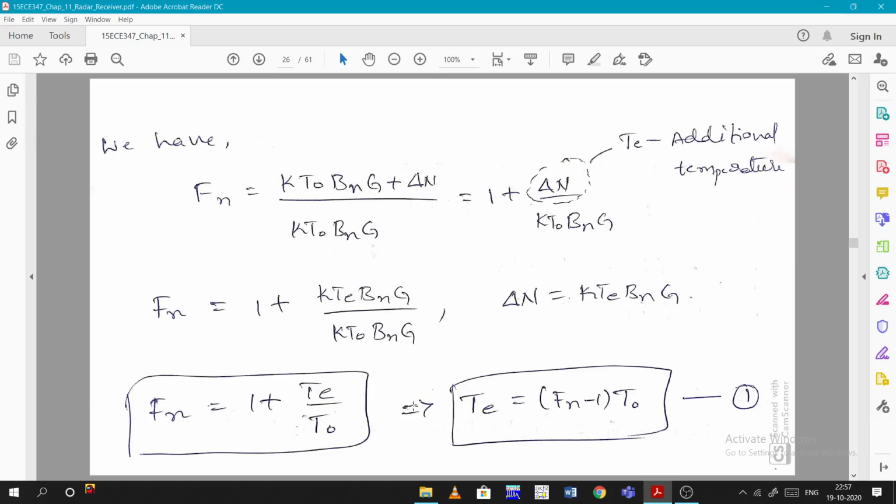So when you write the equation, we have this delta n, which is what we know as T. So delta n is the KTA BNG. Instead of T naught, which is room temperature, we are substituting the temperature in the present scenario, at that moment. After calculating, we get T equals Fn minus 1 of T naught.